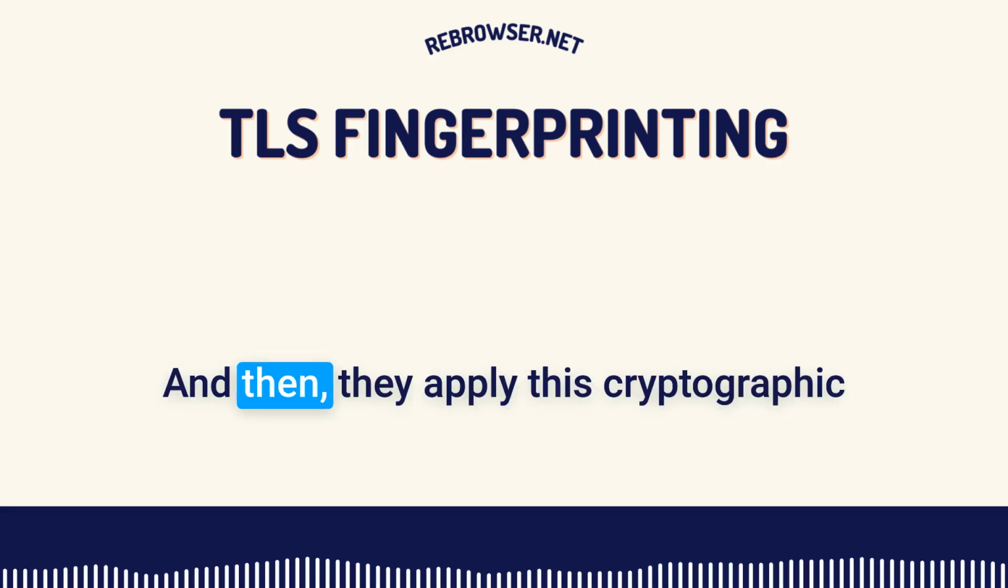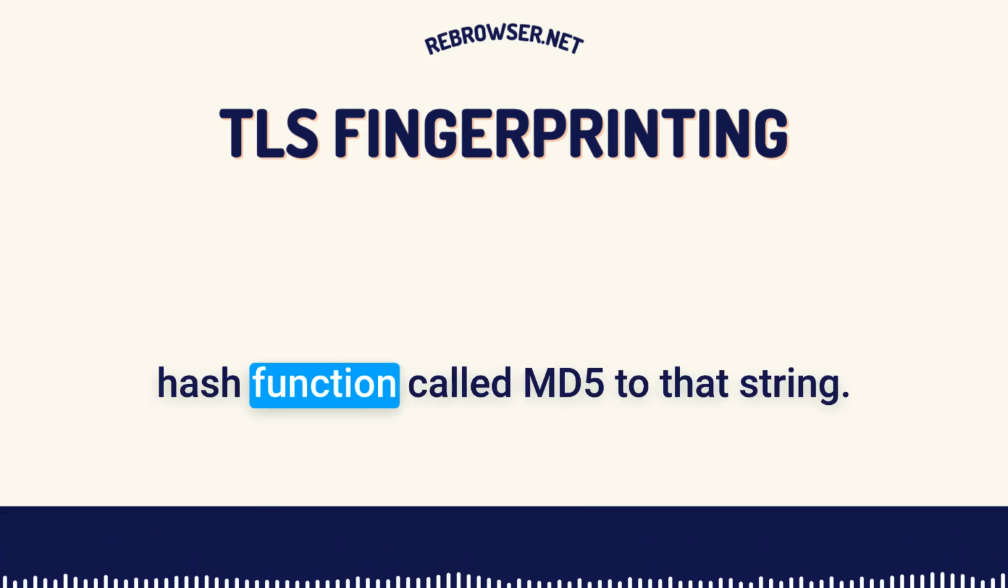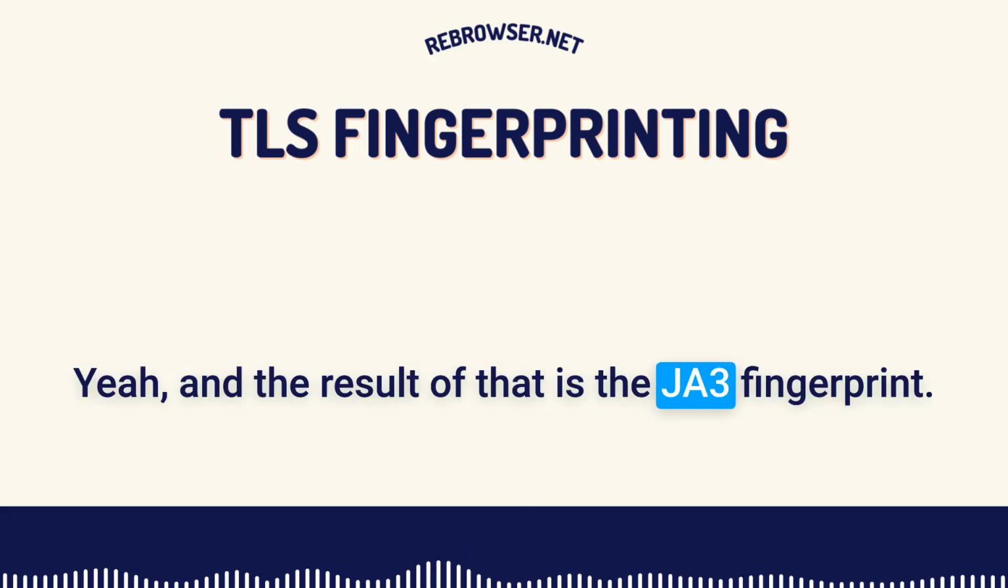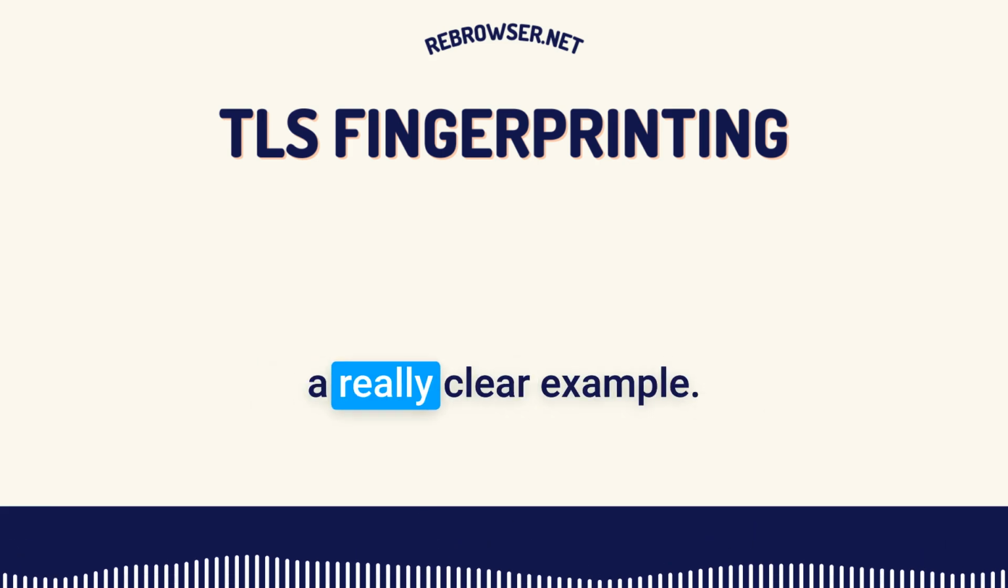Okay. And then they apply this cryptographic hash function called MD5 to that string. MD5. Yeah, and the result of that is the JA3 fingerprint. Gotcha. And the guide actually gives a really clear example.